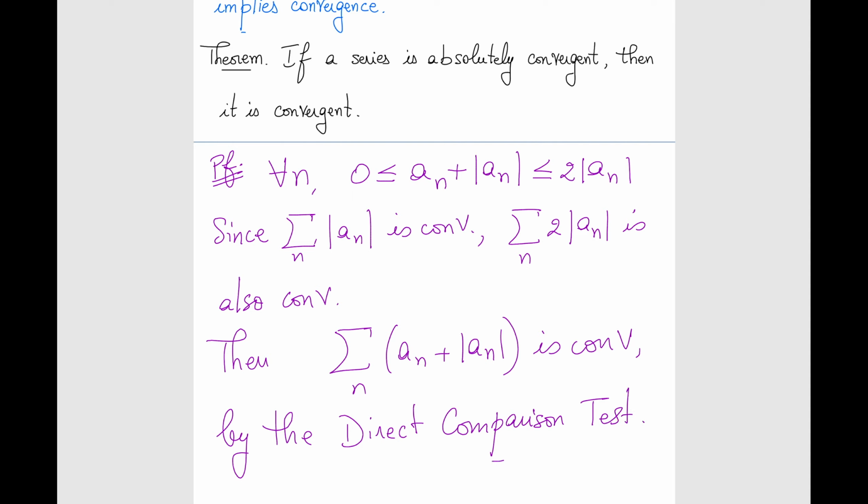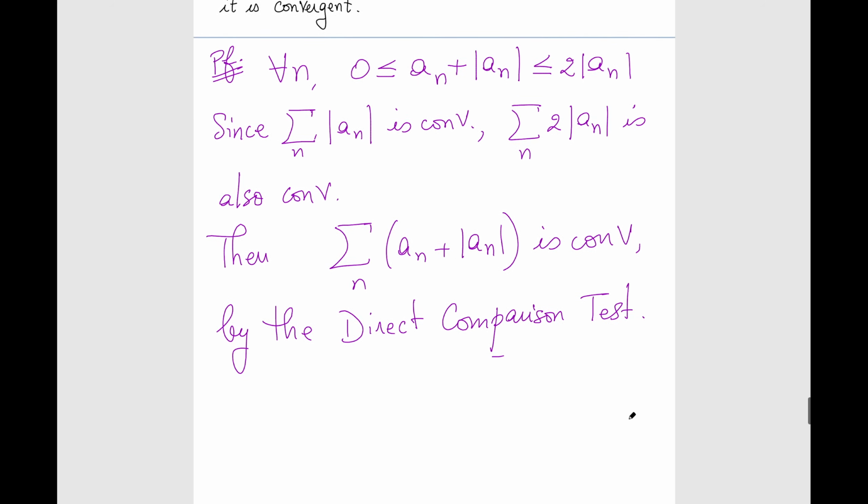Makes sense? I mean, revisit the direct comparison test. It says that if you have a series whose terms are positive, well, being positive or non-negative, you can just throw away those which are 0. You only get the positive terms, and that are bounded above by terms of a series which is convergent. As such, the series whose terms are the dominated ones is also convergent. Okay, all right.